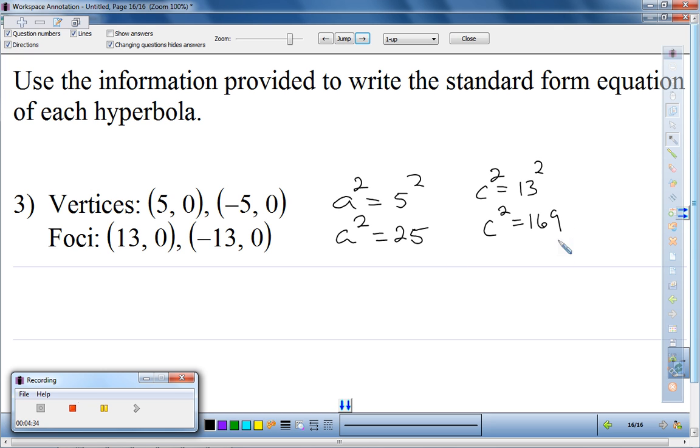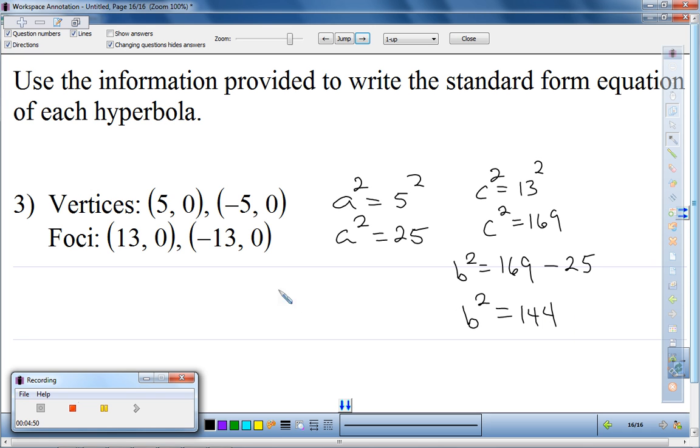Okay, so I have a and I have c. I need to come up with b. So b squared is equal to 169 minus 25. Okay, so b squared in this case will be 144.